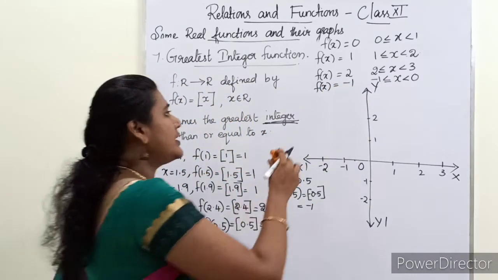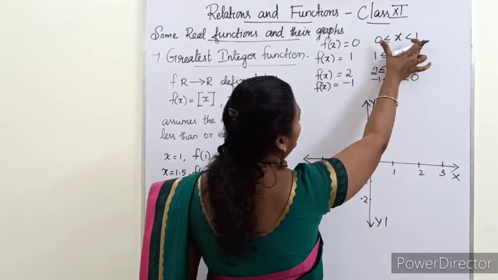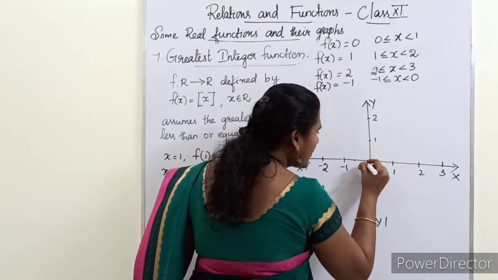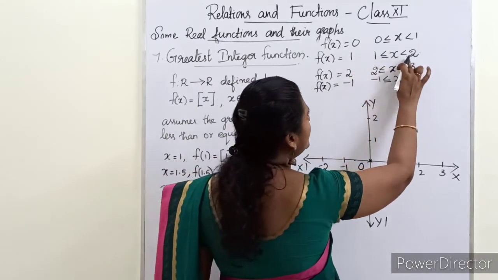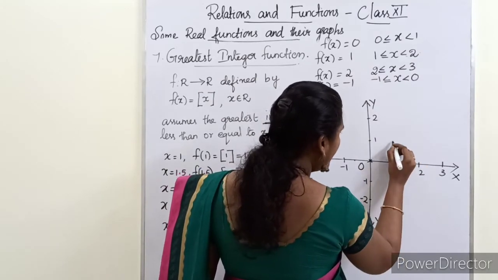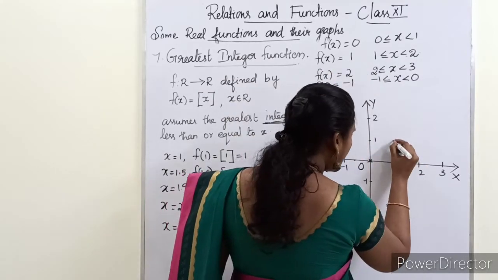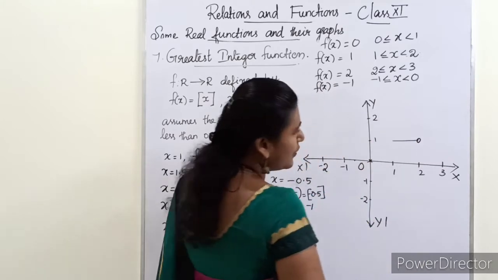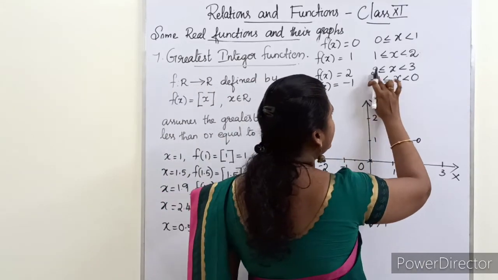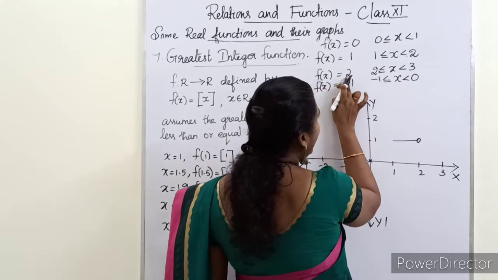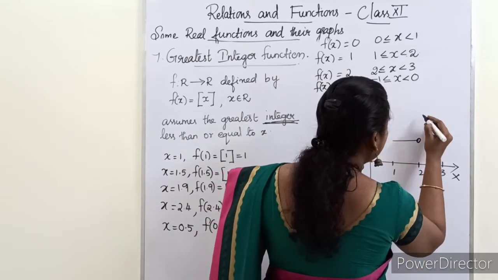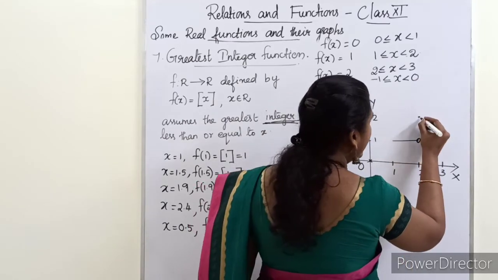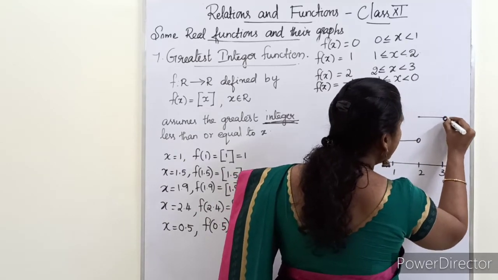So now we are going to draw the graph. From 0 to 1, in this range, f of x will be 0. So this is the point. And from 1 to 2, whatever value you take in this region, f of x is equal to 1. So you have to draw like this, but 2 will not come here. Now the next case, from 2 to 3, the f of x value will be 2. It will start from 2 up to 3, but 3 will not come.